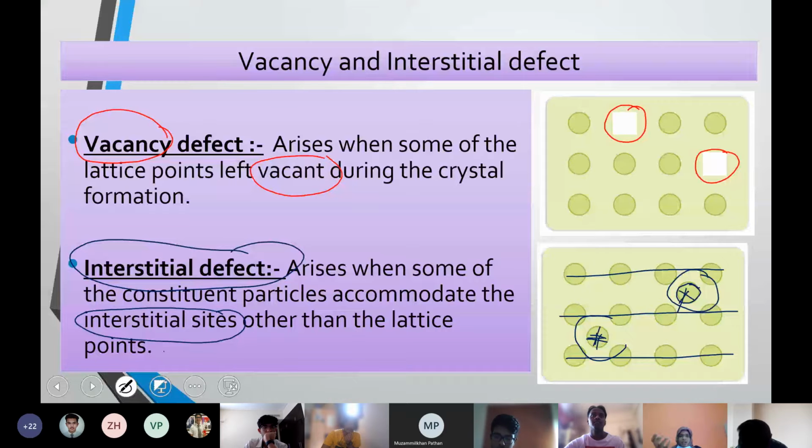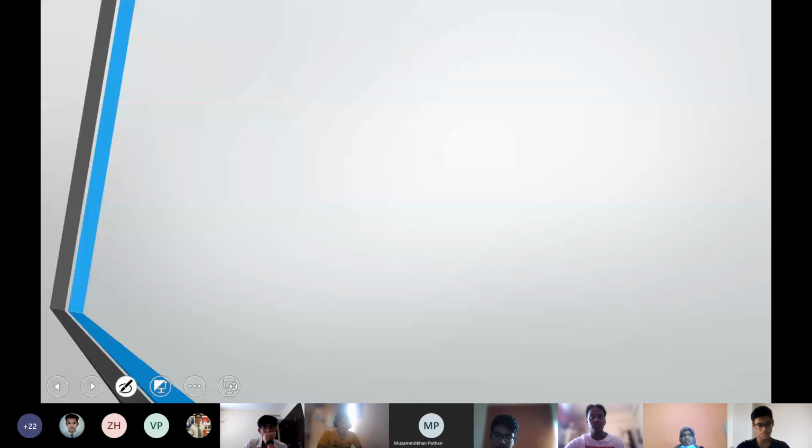So let's see how it is going to make a difference in the next two examples, Schottky and Frenkel defect. In that I can tell you how much difference is happening in some of the properties of the crystal. Yeah. So we will discuss Schottky and Frenkel defect.